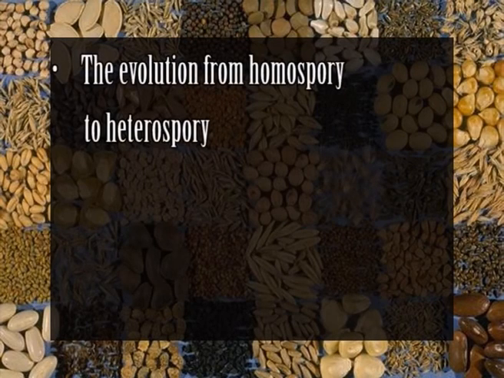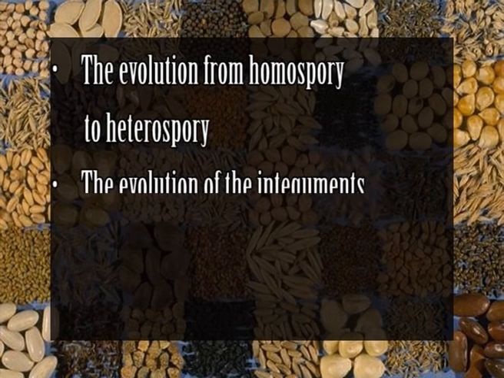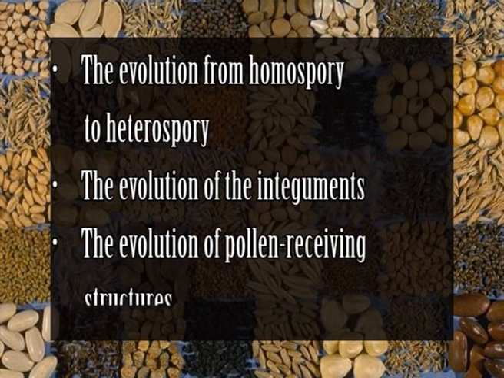Number one, the evolution from homospory to heterospory. Second, the evolution of the integument, and third, the evolution of the pollen receiving structures. This includes the transition to water independence of the pollination process. Finally, we discussed the range of variation in seed dormancy and seed size or seed mass and their ecological correlates.